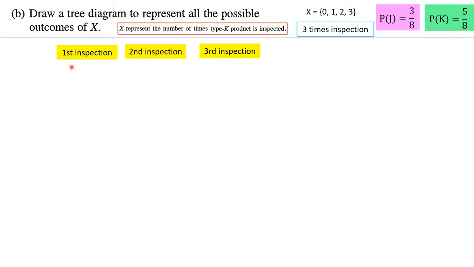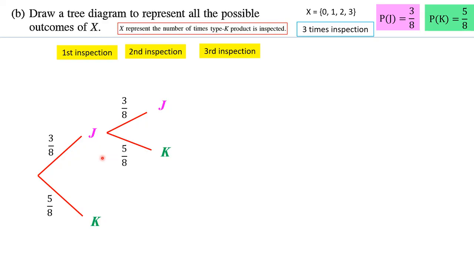For the first inspection, we have 2 possible outcomes, J or K. The probability to get J is 3 over 8, and the probability to get K is 5 over 8. After this, for each of these outcomes, we will branch out. These are the second inspection. For J, we have 2 possible outcomes, J and K. Then we write down the probability to get J and K.